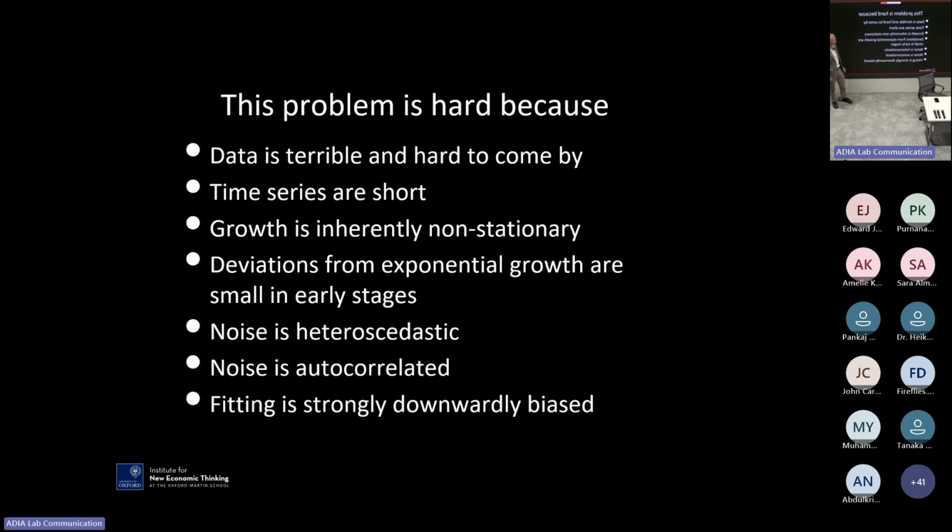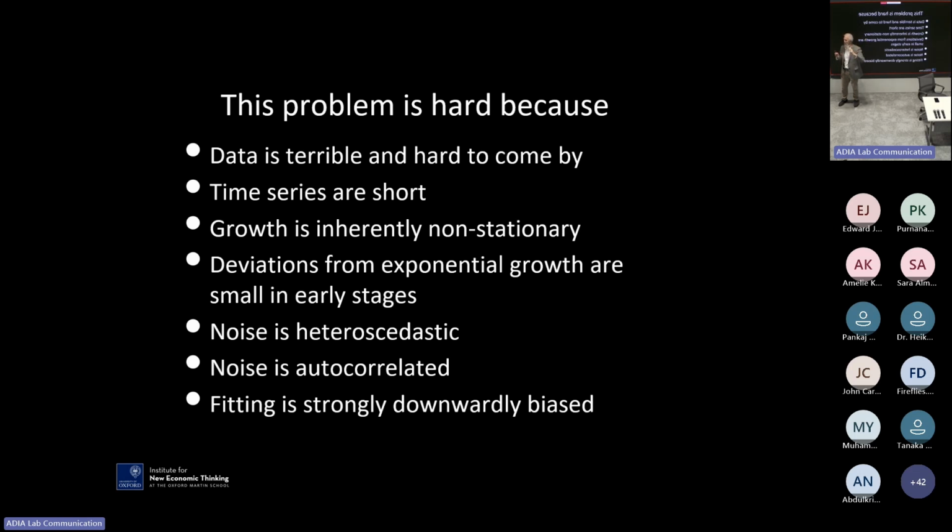Deviations from exponential growth are small in early stages. We saw that with wind and solar. They fluctuate around, but are those just some noise in the fit, or are those real deviations? What does that even mean here? The noise is what's called heteroscedastic, meaning the noise is small in the beginning, and then the noise gets big, and then the noise gets small again.